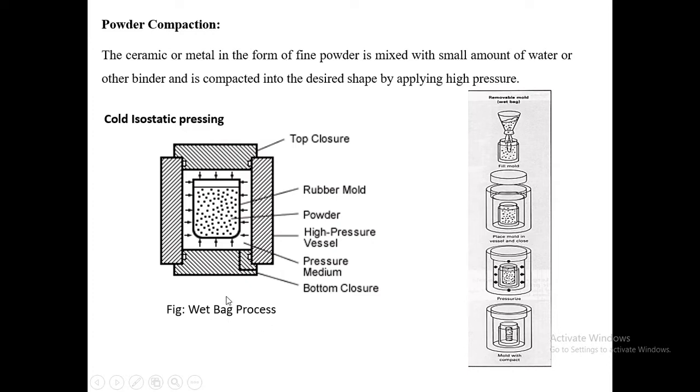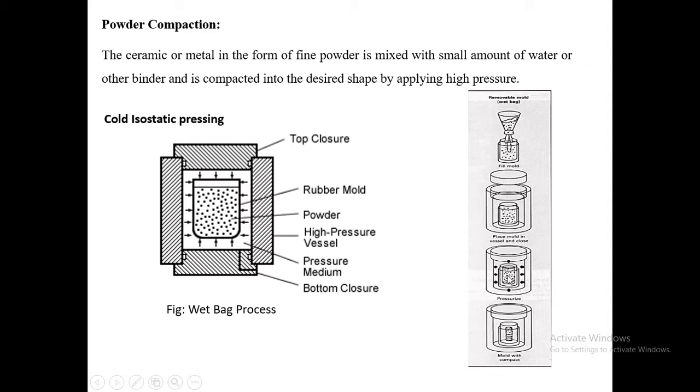The wet bag process construction is represented here. It comprises a bottom closure, top closure, high pressure vessel, rubber mold inside which the powder is filled, and a pressure medium. The stepwise wet bag process is represented here. It comprises 4 steps. Initially, the ceramic or other fine powder is filled inside the mold, and that mold is placed inside the vessel, which is a high pressure container. After that, the vessel is airtightly sealed.